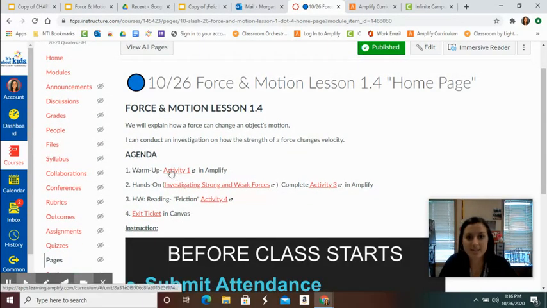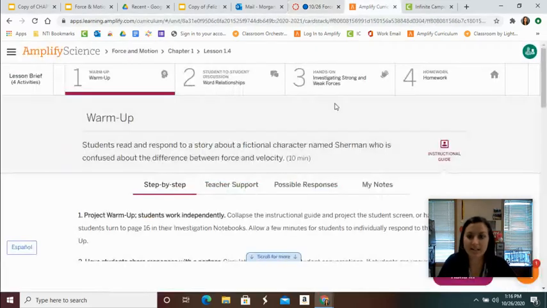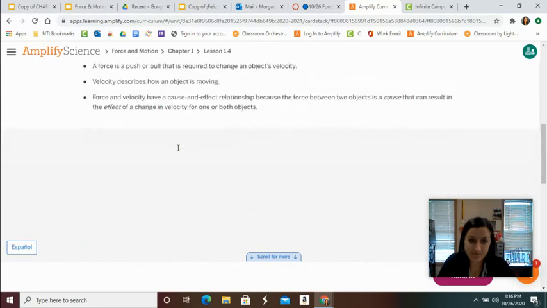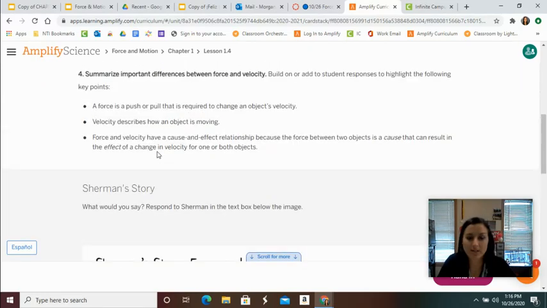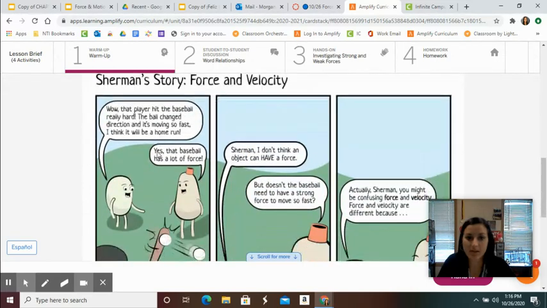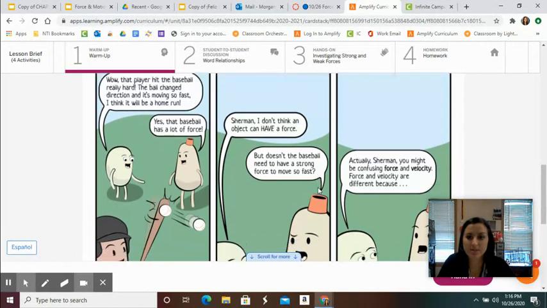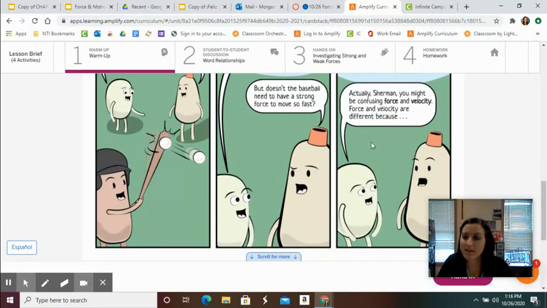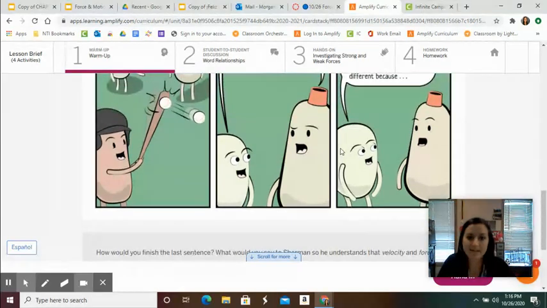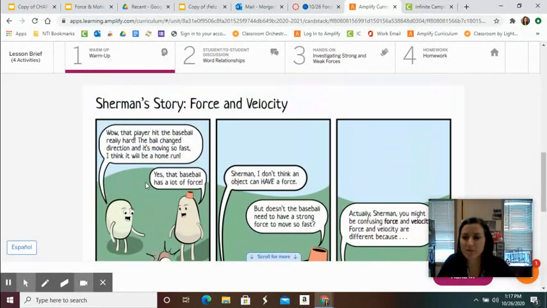And you will see our first activity is our warm up and amplify. So go ahead and get into activity 1. You can see that we are looking at the difference between velocity and force. So you want to read this scenario, and we needed to explain to Sherman why he might be confused. They're looking at the difference between force and velocity. Force is that pushing or pulling movement that gets an object moving, and the velocity has to do with how fast and how far it goes, what that movement is. So go ahead and do that, and then you're going to hand it in.